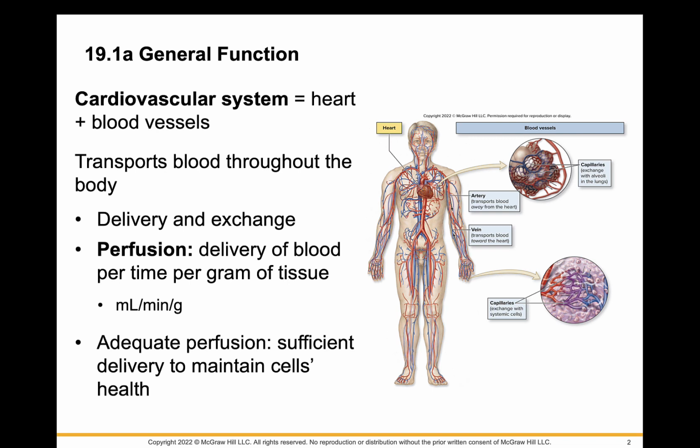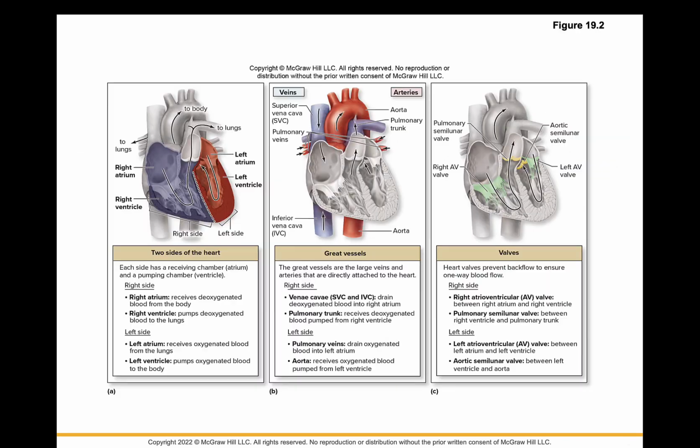Now, the other thing that we have to introduce here are the vessels that make up the cardiovascular system. We will come back to this when we start chapter 20. Arteries are generally defined as any vessel that is transporting blood away from the heart. Veins are transporting blood back to the heart, and capillaries are actually exchange vessels.